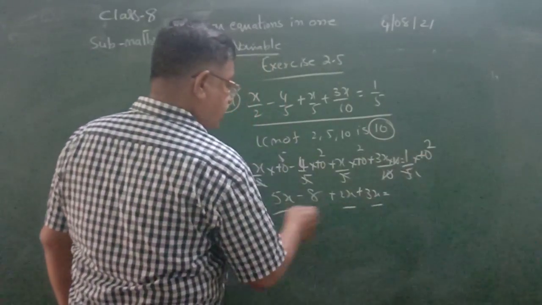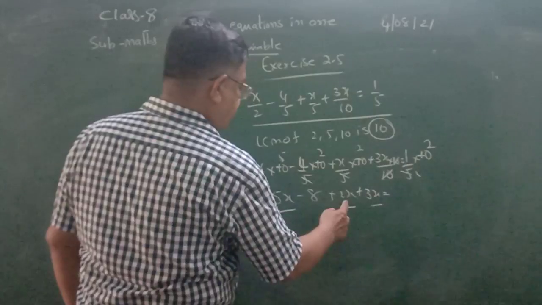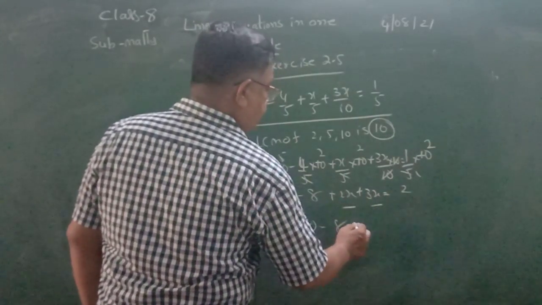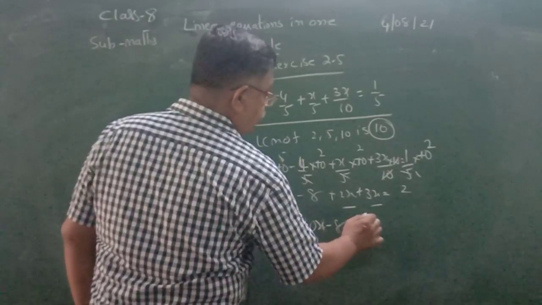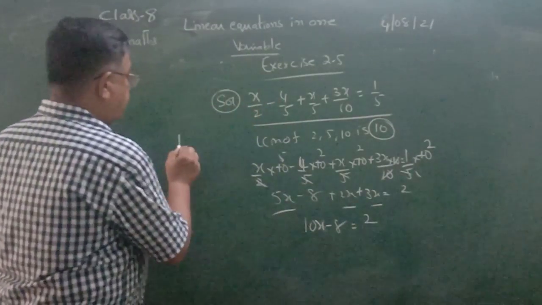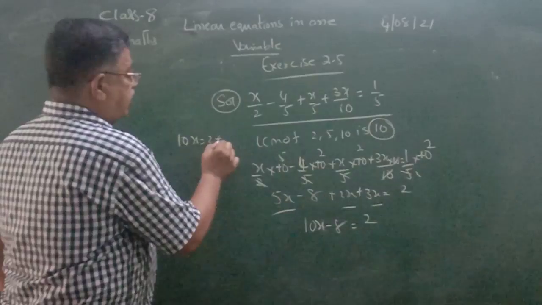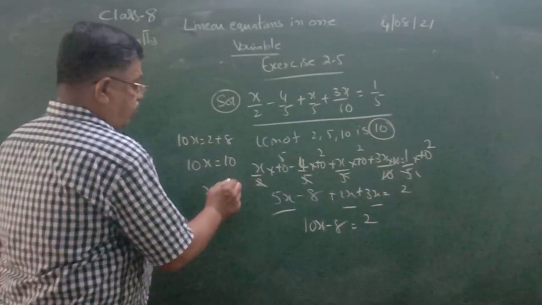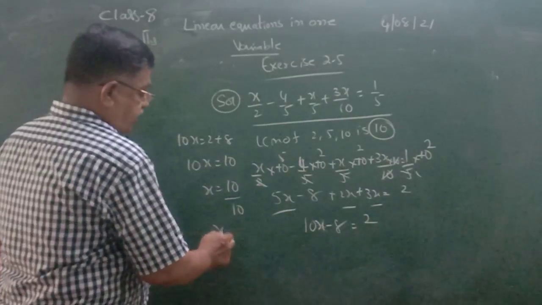Add like terms. 3x plus 2x, 5x. 5x plus 5x, 10x minus 8 is equal to 2. Take minus 8 to the other side. 10x is equal to 2 plus 8. 10x equal to 10, and finally the value of x is 10 by 10, x is equal to 1.